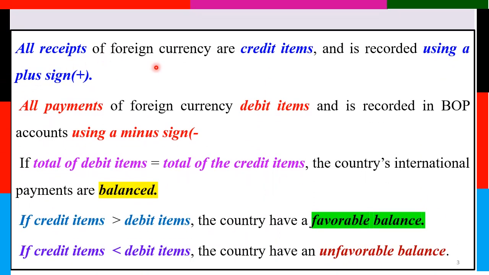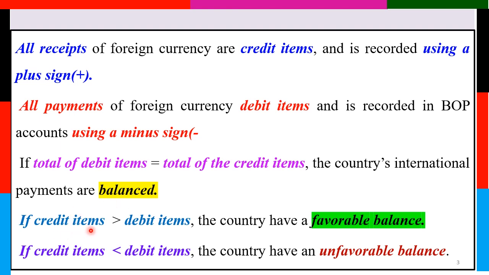All receipts of foreign currency are credit items and use the plus sign. We already discussed that. All payments of foreign currency are debit items and, in the balance of payments, use the minus sign. If total debit items equal total credit items, the country has balanced payments in the world market.